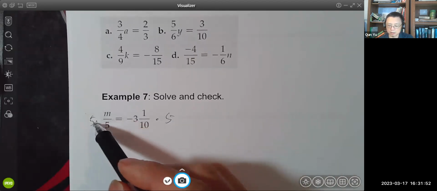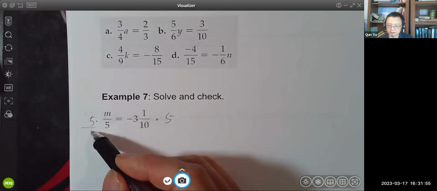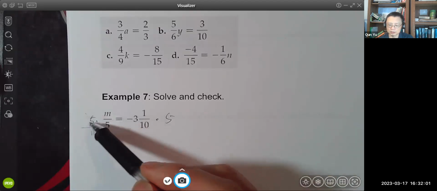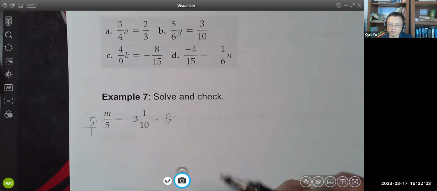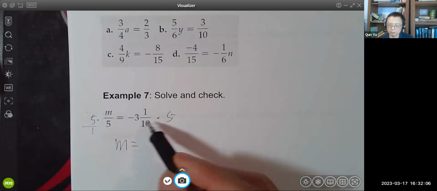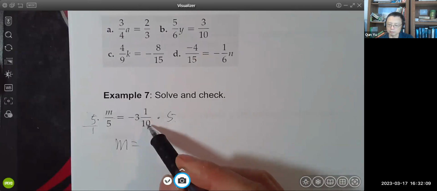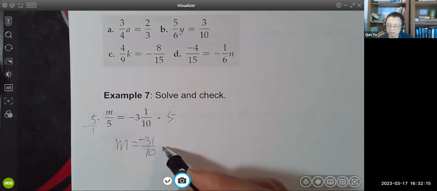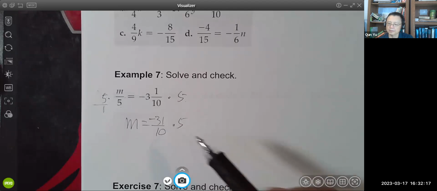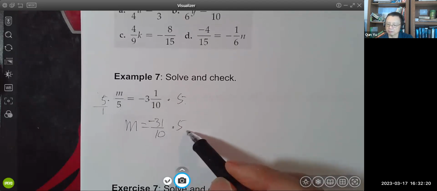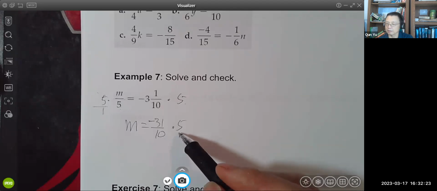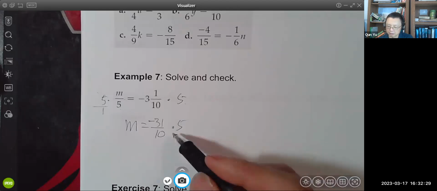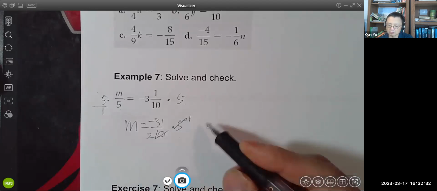Opposite operation, this to cancel. If you don't see this to cancel, you can always put a 1 on the bottom of any number, because anything divided by 1 won't change anything. So now this is the numerator, this is the denominator, these two can cancel. So m just equals these two multiplied together. Now we change this to an improper fraction, 3 times 10, 30, 31 over 10, negative, times 5. Again, 5 and 10 can be simplified. You can imagine a 1 on the bottom, right? In other words, whenever you have a whole number, you treat this whole number as the numerator. So cancel, get 1, you get 2 left on the bottom.